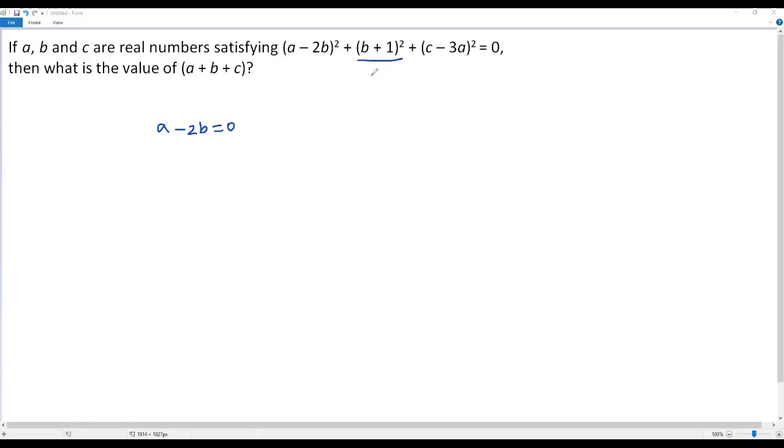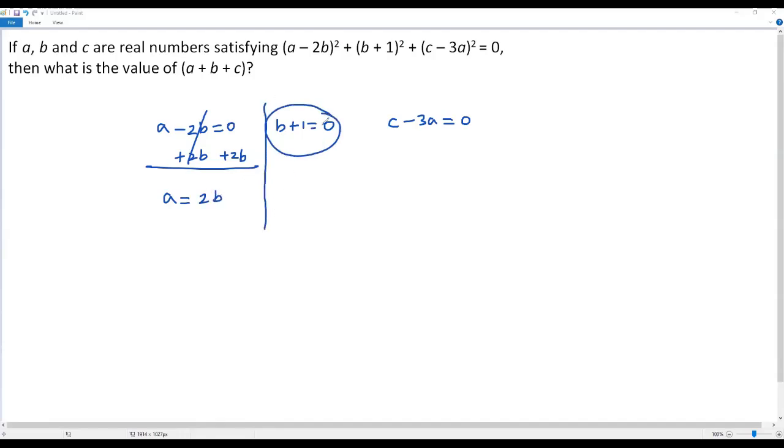So the same thing we have for this one as well. That is B + 1 must be equal to 0. And C − 3A must be equal to 0. Okay, now let's solve for A in this equation. For that, we have to add 2B to both sides. When I do so, the −2B and +2B will cancel out. I am getting A = 2B.